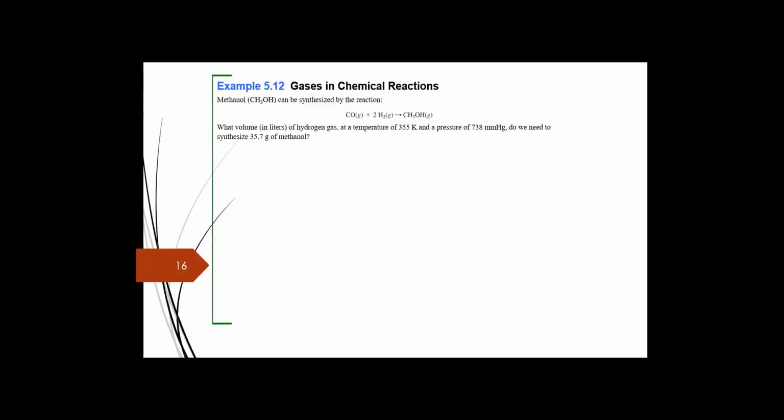Let's look at another one. What volume in liters of hydrogen gas at a temperature of 355 Kelvin and a pressure of 738 millimeters of mercury do we need to synthesize 35.7 grams of methanol? So that's a lot going on. And so we have two things. We have a reaction up here where we're trying to make methanol. So that's this product here.